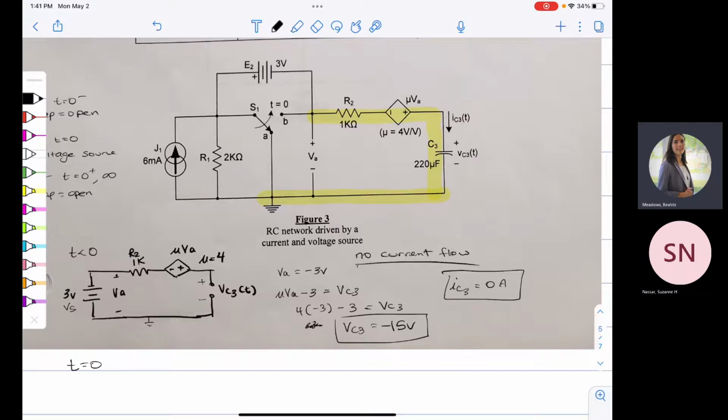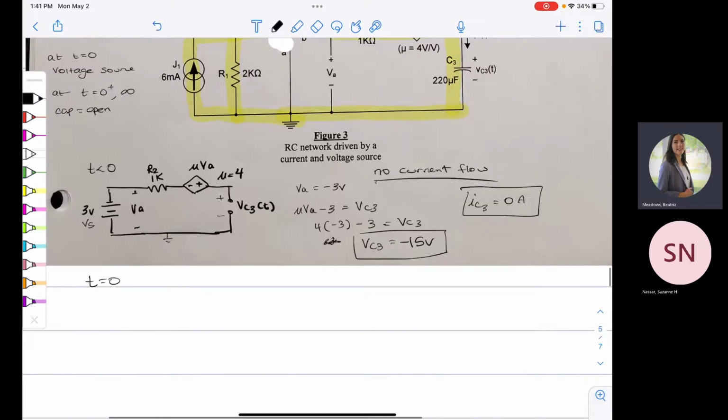So the switch is now here. Right? So which way does the current want to go? And then now here. Does that make sense? So now we can redraw that.